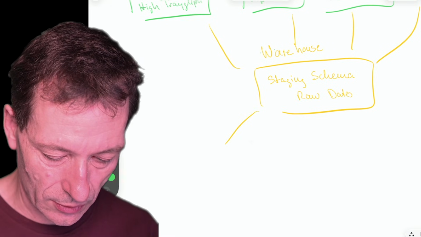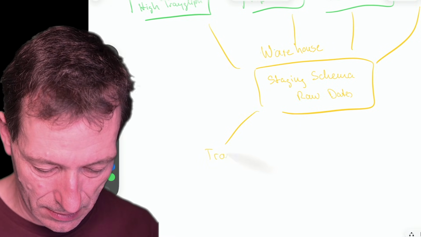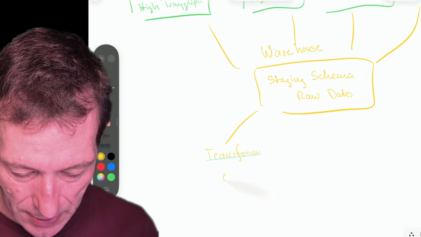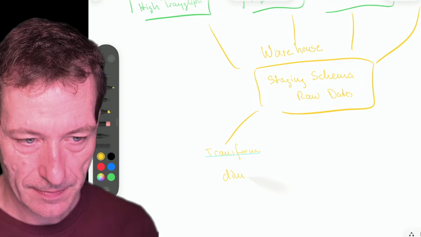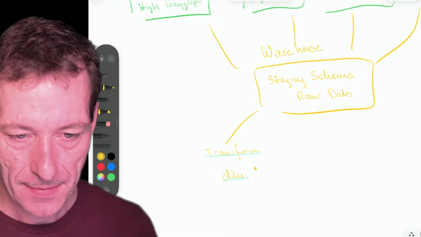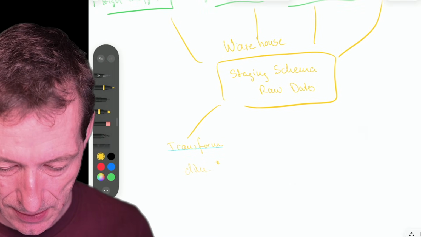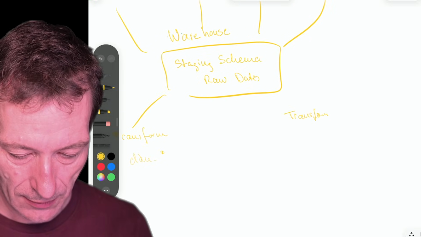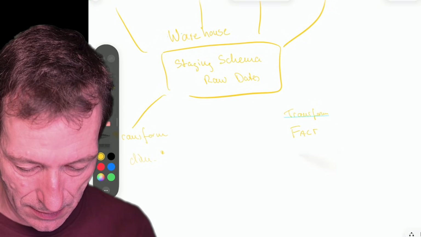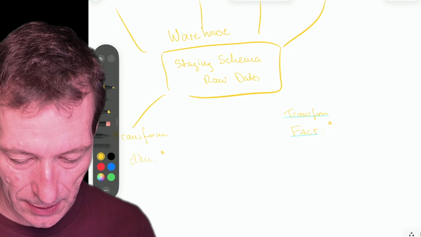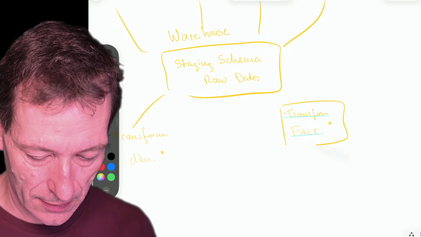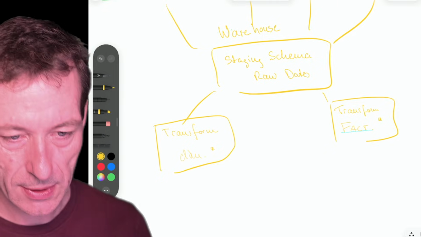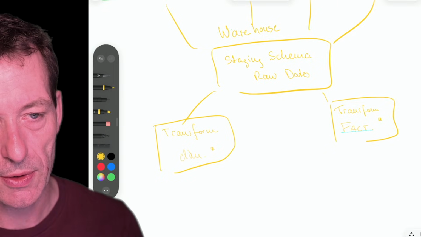And from there, you transform your data into dimension tables and into fact tables. Fact dot asterisk. So these are the main transformations. And once you have done that, you have your star schema. So that's the way how it works.